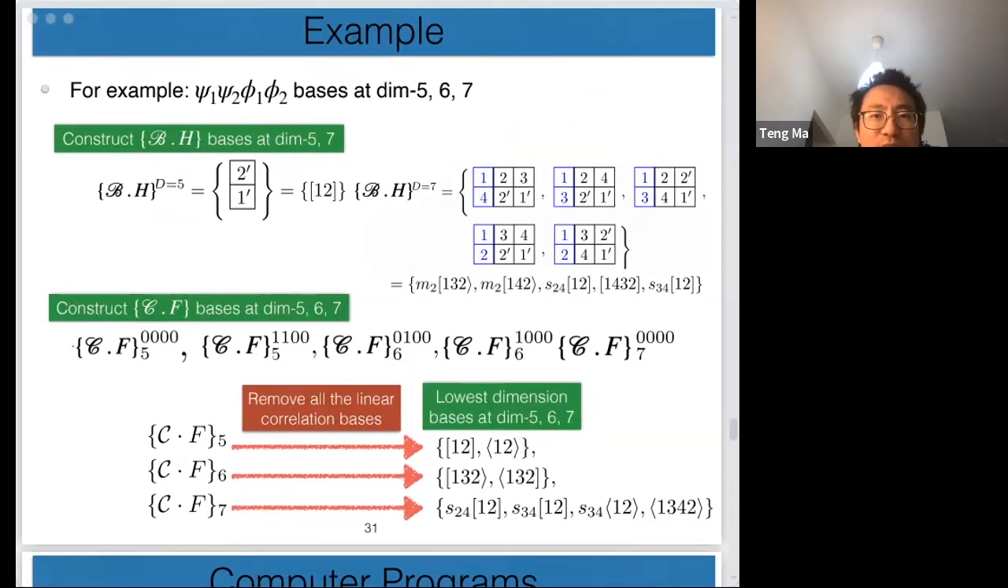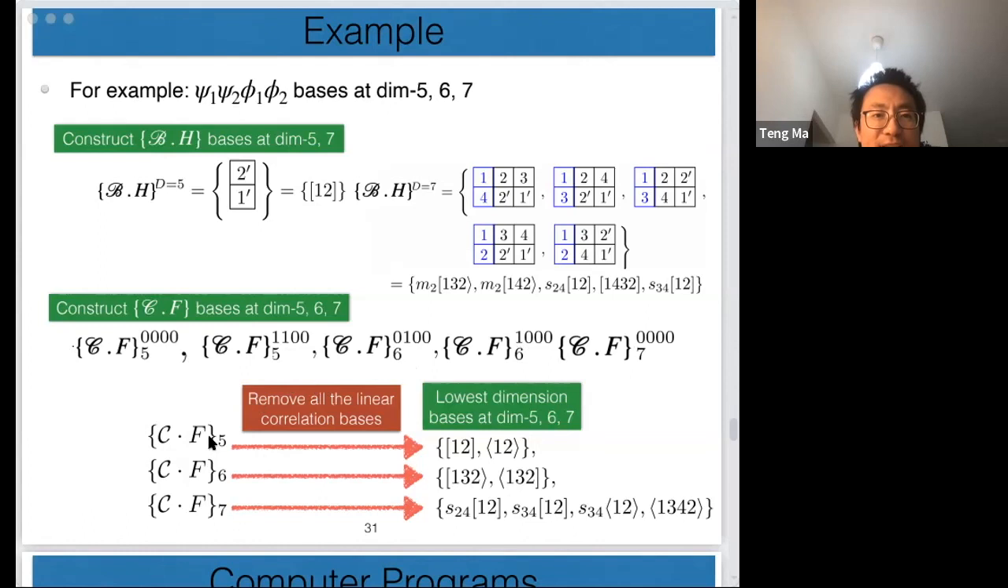This is an example to construct a two-fermion two-scalar operator basis at dimension 5, 6, 7. We should first construct the complete set of BH basis at dimension 5 and 7 through the Young tableau. Here, the number primes represent the Lorentz index of the polarization tensor structure. Then we construct the CF basis from dimension 5 to 7 by Young tableau. We should include all the possible polarization tensor configurations allowed by the dimension. We found that there are five polarization configurations.